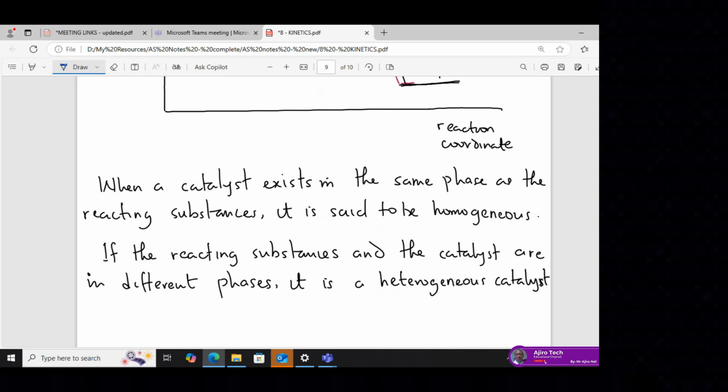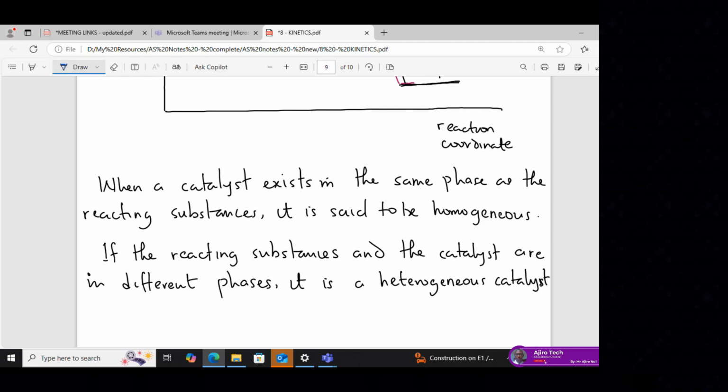When a catalyst exists in the same phase as the reacting substance. In the same phase. Phase is like state, but not really state. Now let me explain to you. Water and kerosene, are they in the same state? Do you know kerosene? No. Okay, do you know groundnut oil? Vegetable oil. Do you know vegetable oil? Yes. Now, vegetable oil and water, are they in the same state?